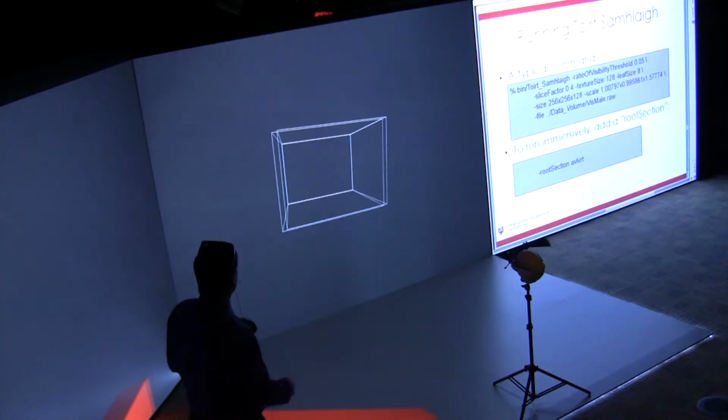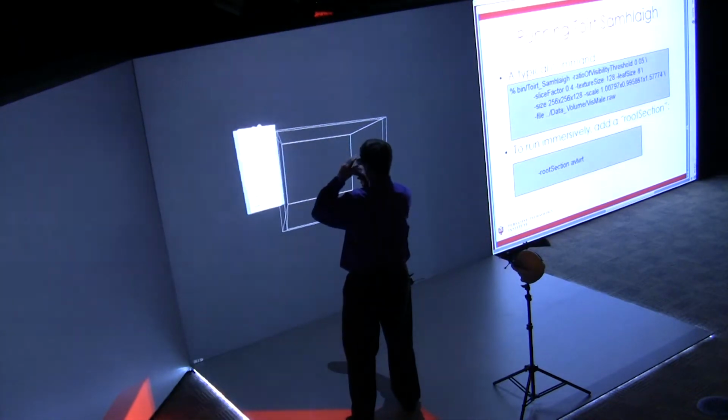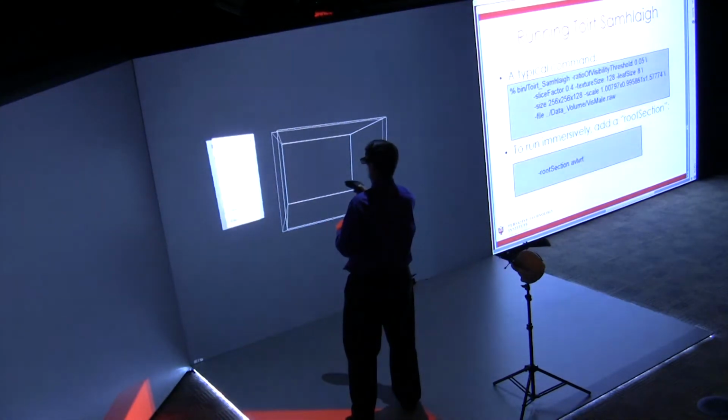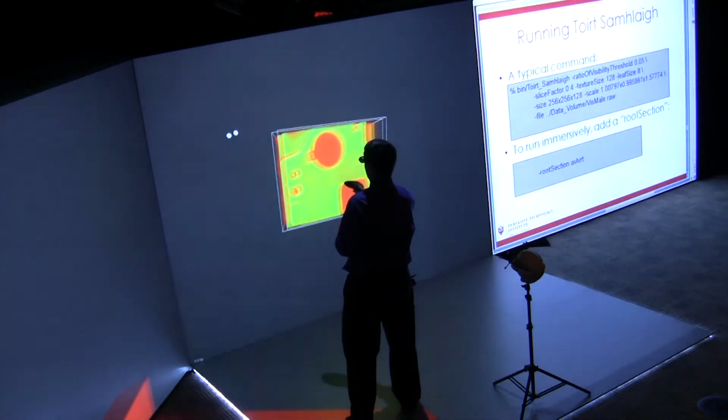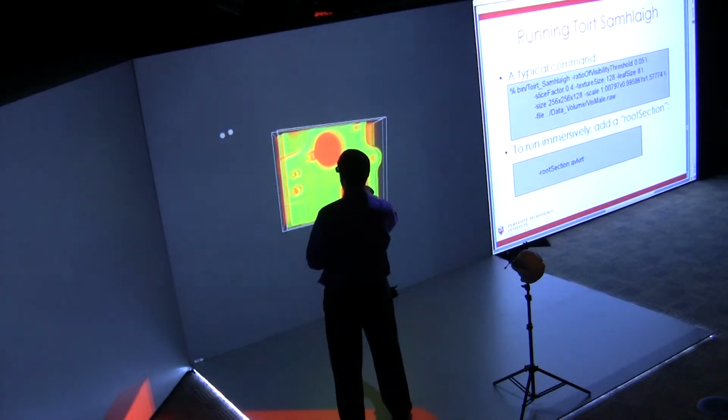Should have practiced that. So here's another data set. If you want to, some of the things we can do. Oops. There we go. So this is a combustion engine. Whoops.